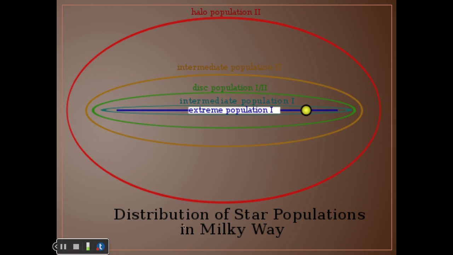But this is kind of an overall distribution. You've got things that are extremely metal rich in the center of the galaxy. As you move out, the metallicity goes down, and then as you move up in height, you get things that are population 1 and 2 mixed up, and then you've got very, very low metallicity population 2 stars up here.